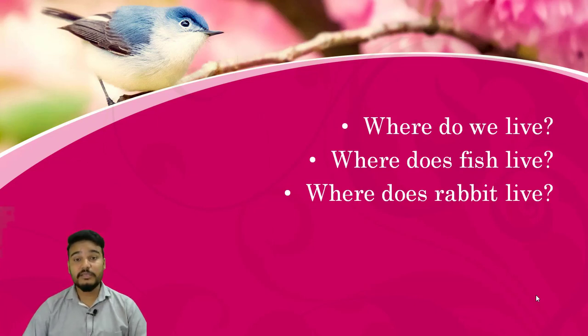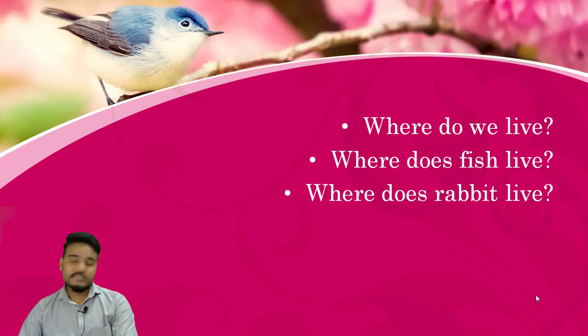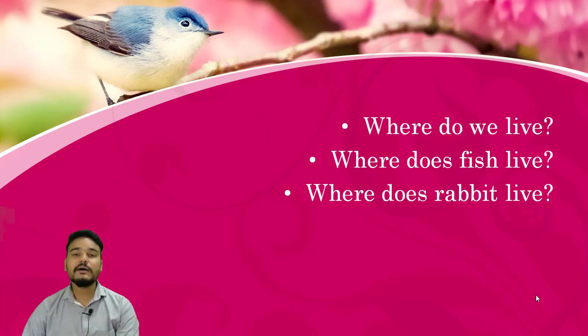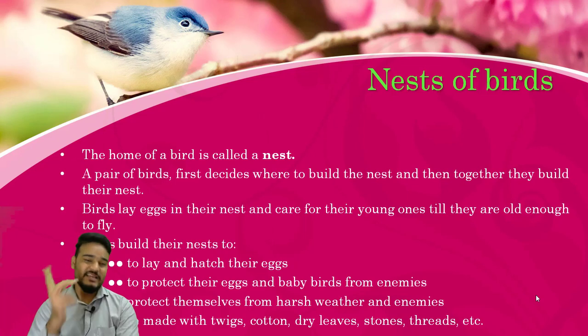Before that, you tell me, where do we live? We live in our home. Where does fish live? Fish lives in water. Where does rabbit live? Rabbit lives in ground holes. Okay. Where does honeybees live? They have a hive, there they live. Okay, so where does bird live? So bird, single bird lives in a home, and the home of a bird is called nest.